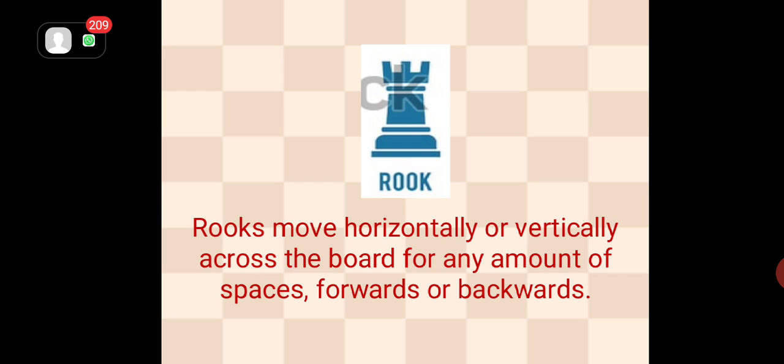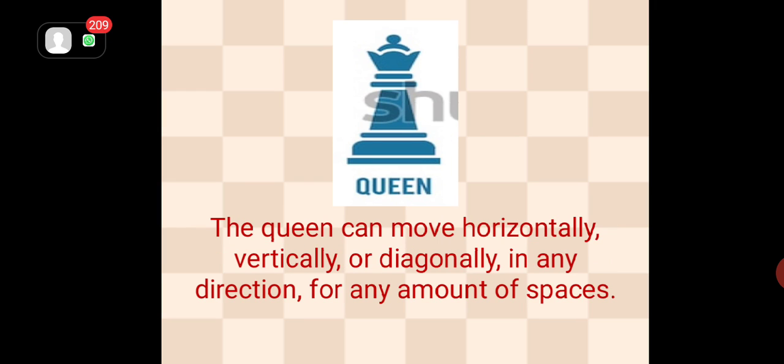Now the time came for the queen. The queen is the most powerful attack piece. It can move backward or forward in all directions for any number of unoccupied squares. So we can say the queen can move horizontally, vertically or diagonally in any direction for any amount of spaces.